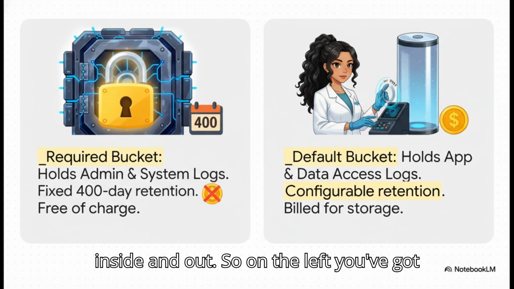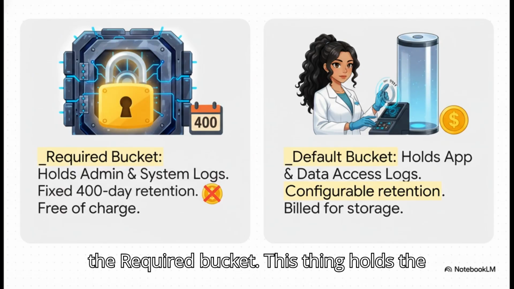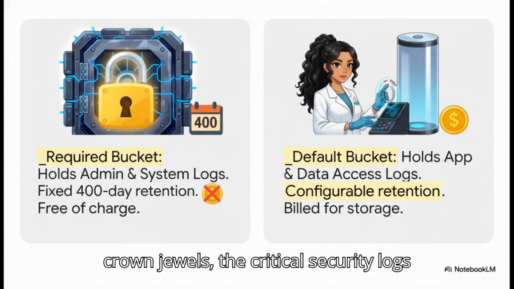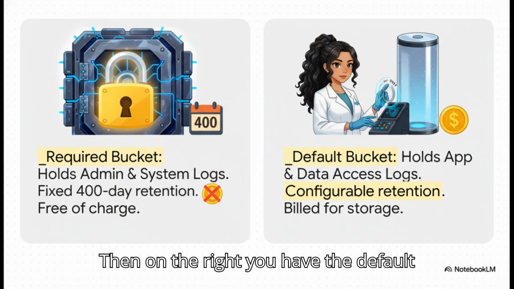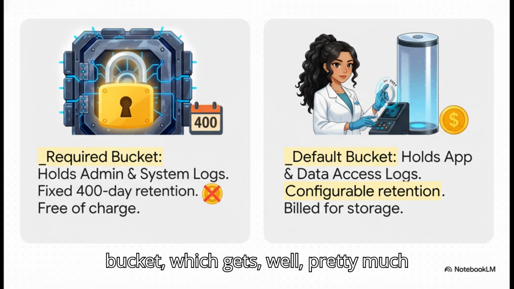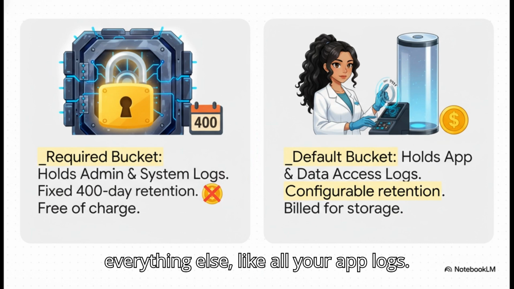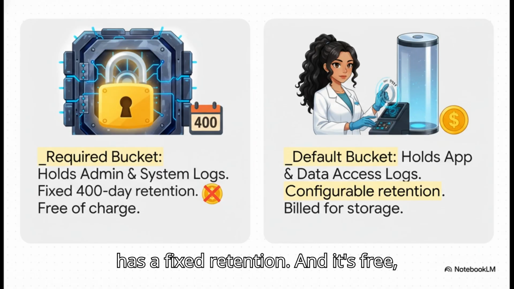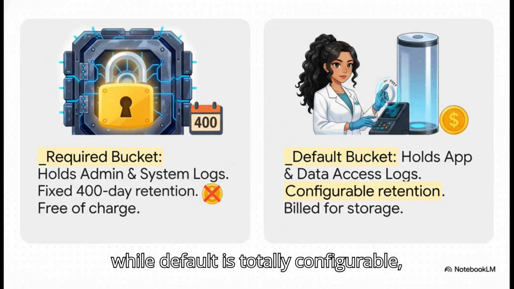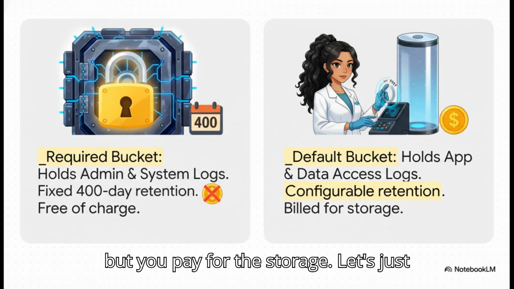So on the left, you've got the required bucket. This thing holds the crown jewels, the critical security logs like admin activity and system events. Then on the right, you have the default bucket, which gets, well, pretty much everything else, like all your app logs. And the differences are massive. Required has a fixed retention period, and it's free, while default is totally configurable, but you pay for the storage.